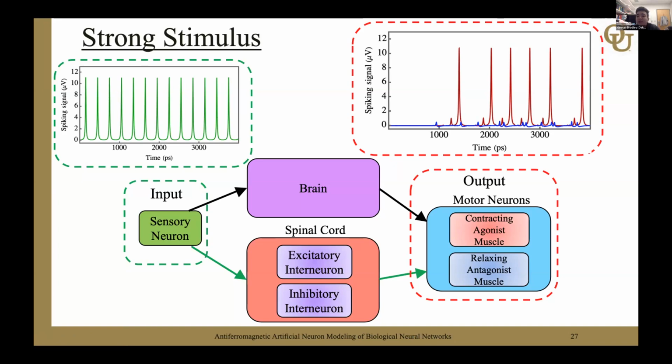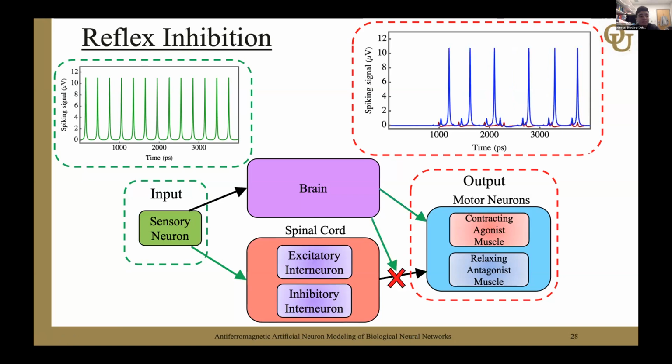The biological withdrawal reflex in our bodies takes about a half a second to move a limb away from a harmful stimulus. With AFM neurons, that time scale is on the order of nanoseconds, highlighting the advantages of AFM neuron modeling.